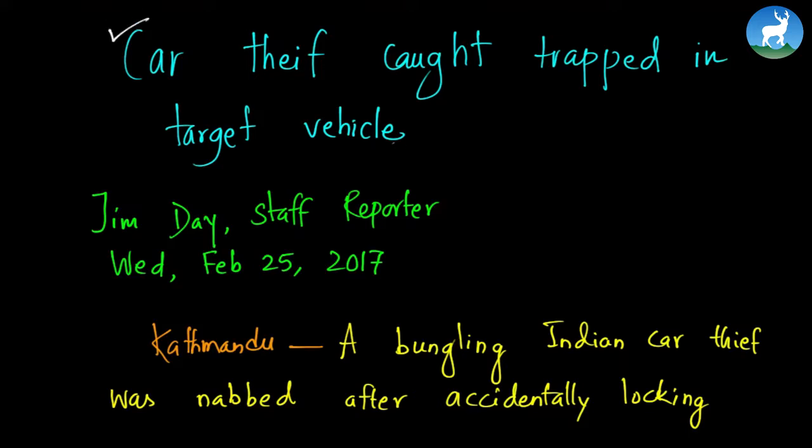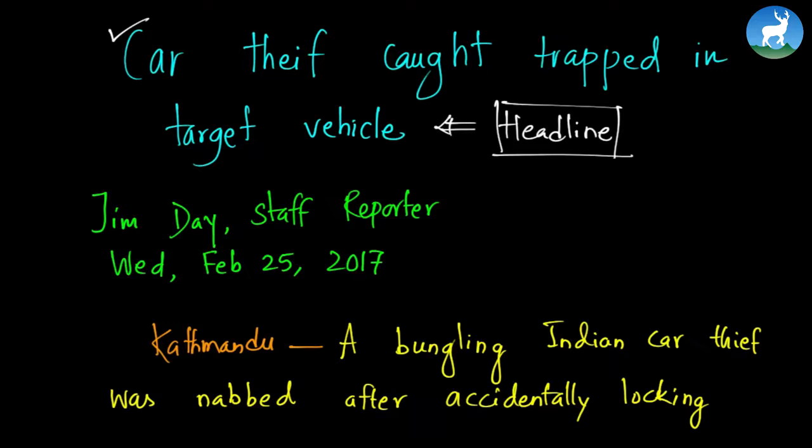Car thief caught trapped in target vehicle. Let us now also analyze the different kind of elements that we just studied. So if I ask you, what is this? It is a headline. Very good. So this is the headline, car thief caught trapped in target vehicle. Now let's revise. What does a headline do? It catches your attention and it sums up the story.